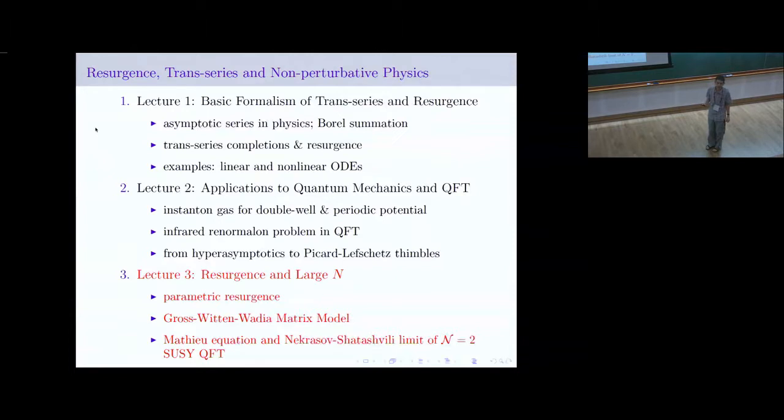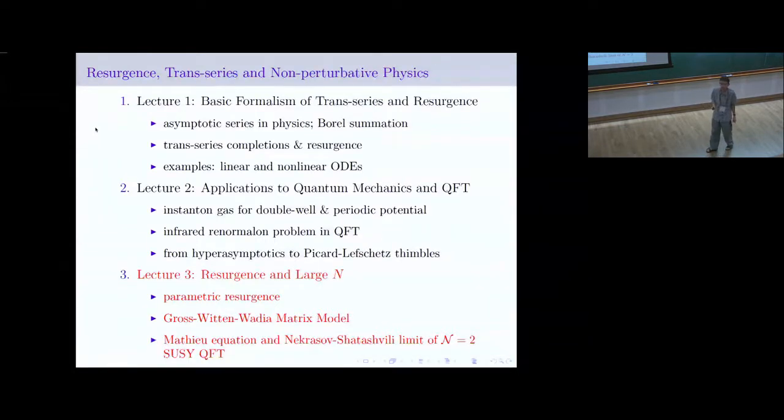So in this third lecture, I wanted to generalize the problem to the case where you don't just have some coupling, or h-bar or whatever, but you also have another parameter, so called N, and the motivation is clear, thinking about gauge theories. But I'll talk about two examples. I actually reversed the order of these. First, talk about a quantum mechanical problem for the periodic potential, motivated by the fact that it actually describes the low energy properties of these special supersymmetric quantum field theories.